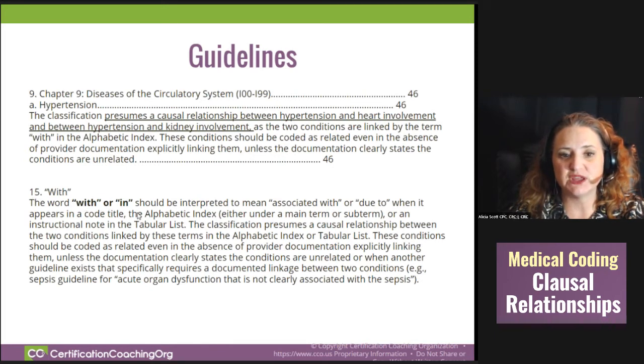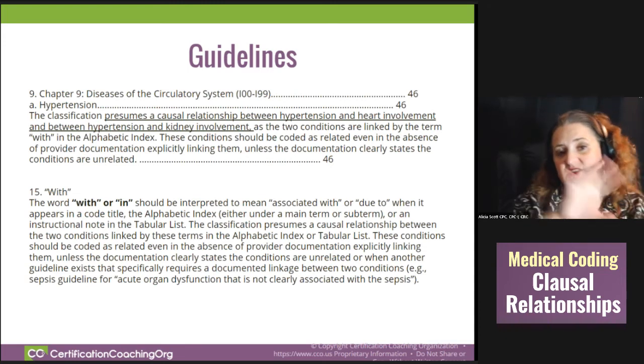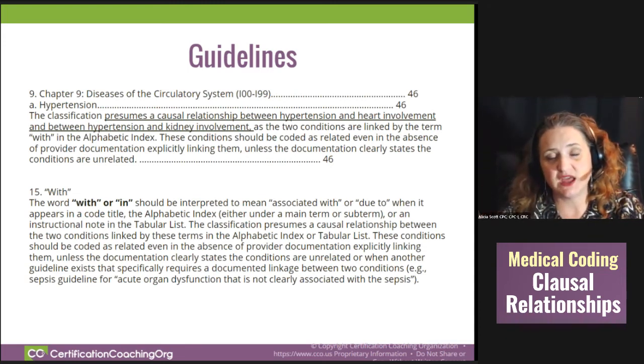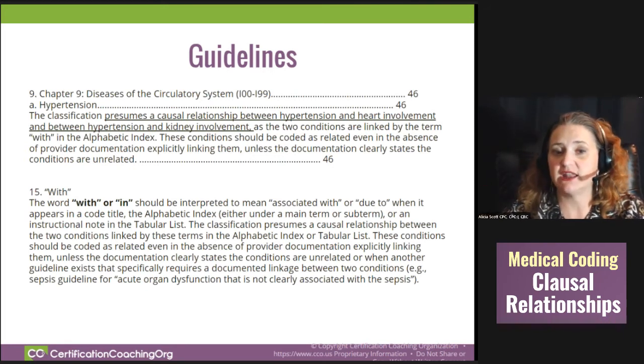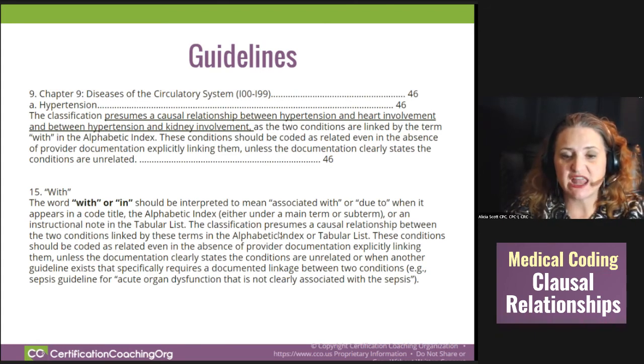So now we're going to look at the guideline that says with. When you use the word with or in, it should be interpreted as associated with, due to, and so you're going to look at it. It appears in the alphabetic index under the main term or subterm or an instructional note in the tabular. So your index is where you go and you find your code based on the diagnosis. And then the tabular is where you turn to then get more information and further guidelines and specificity in the tabular. And it has the description of the code.